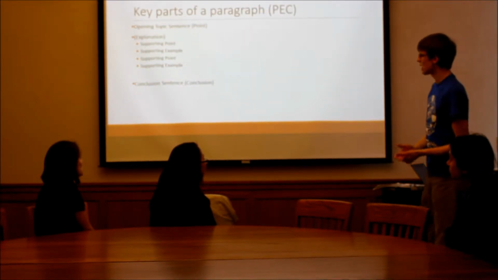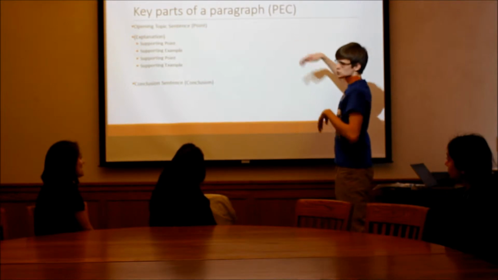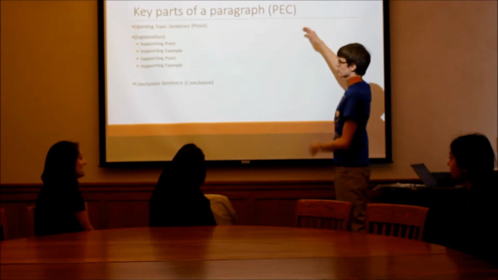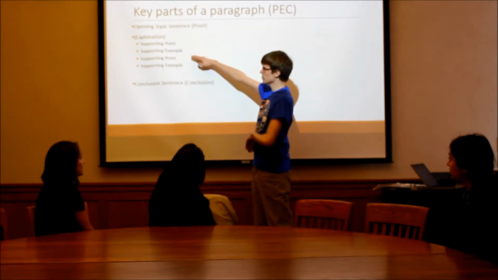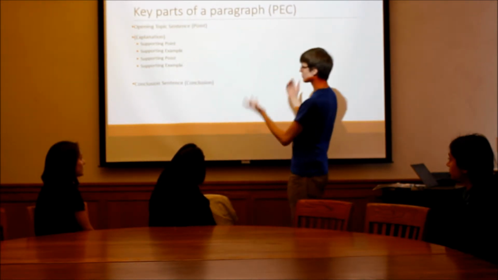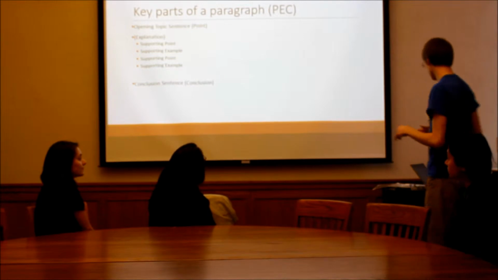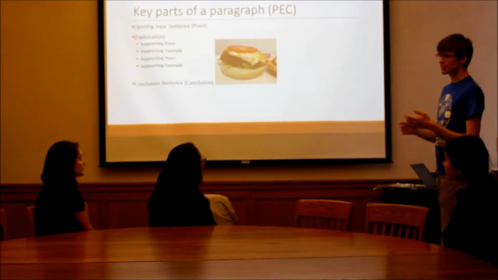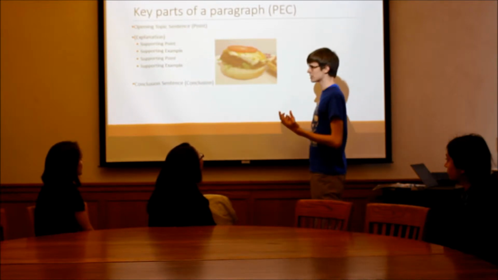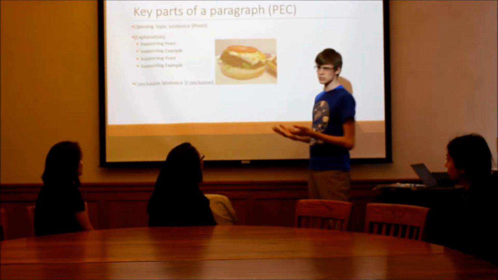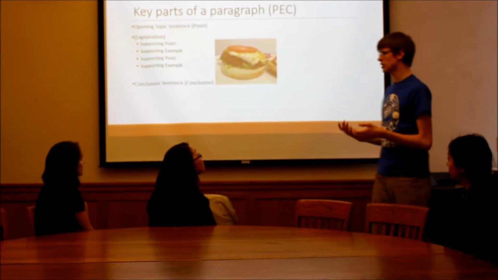Going more into depth, you'll start with a topic sentence, which will be your point, what I call the point of the PEC, and then you'll have an explanation of that point, which will have supporting points, examples, and then you have a conclusive sentence, which wraps up that point again. When you think about it as a hamburger, it's really important that you have all these parts, because if you don't, it makes a weird shaped hamburger, but it also makes a paragraph that a reader will have trouble understanding.